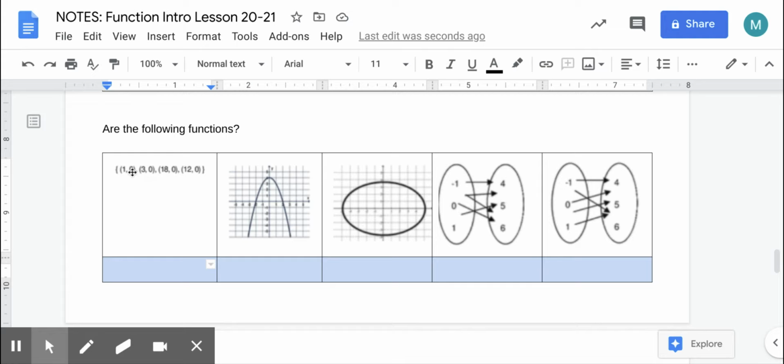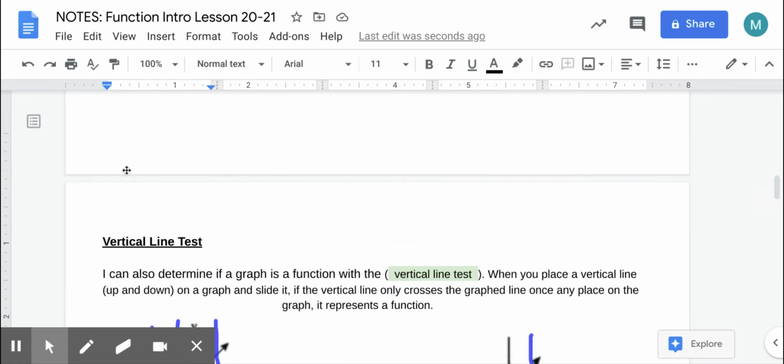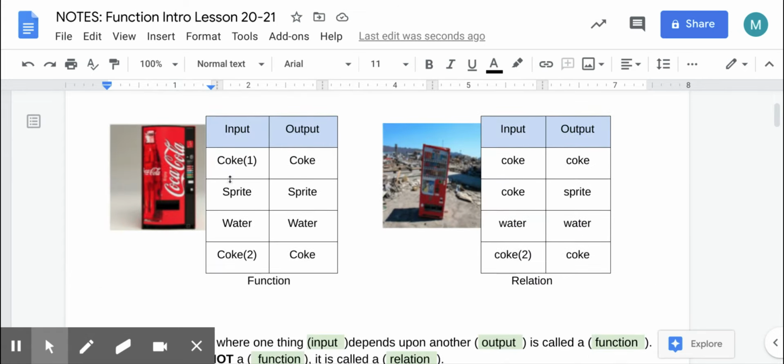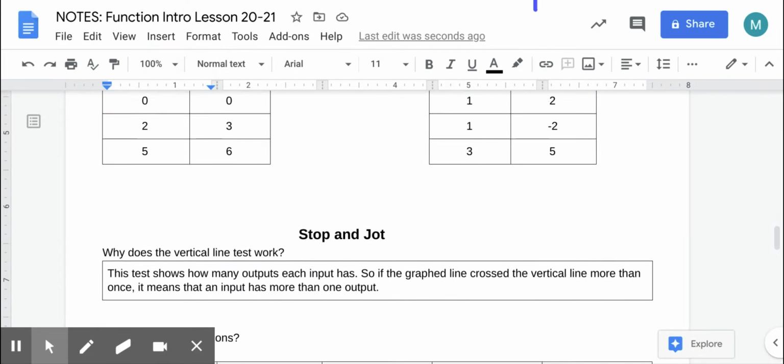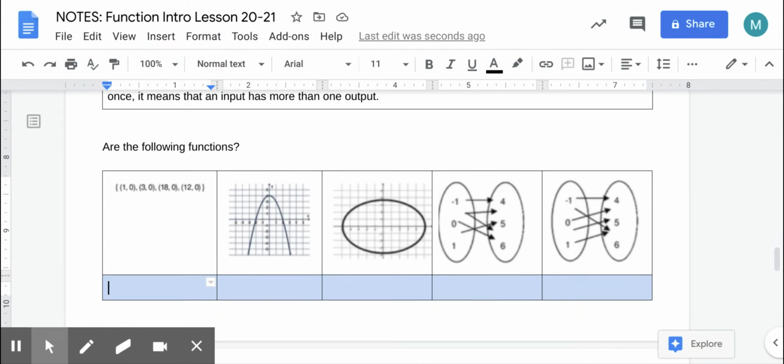Now don't get confused. All of these outputs are 0. More than one input can go to the same output. Let's go back up here. Remember, I had 2 Cokes that went to 2 different inputs. That's still a function as long as each of the inputs has only one output. So we're going to call this one a function.